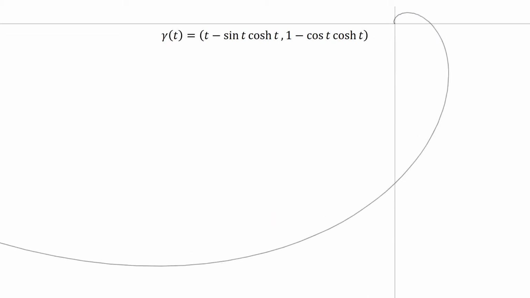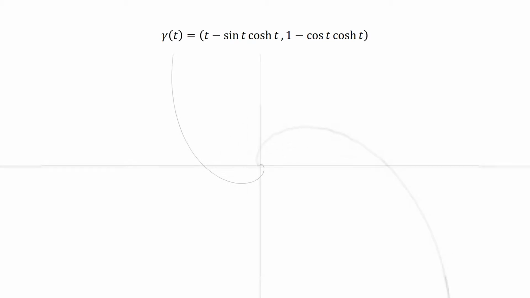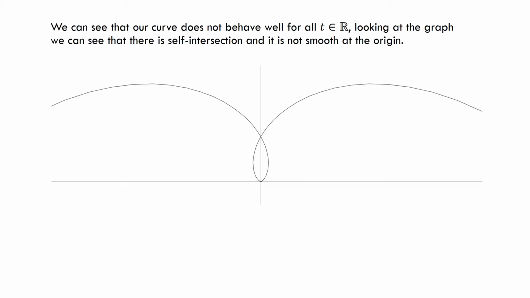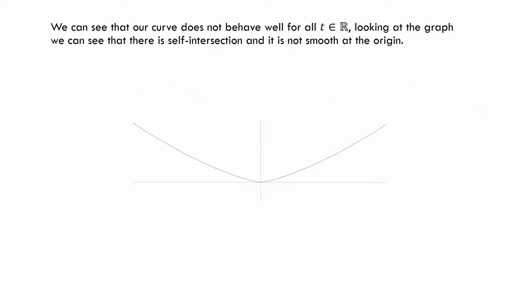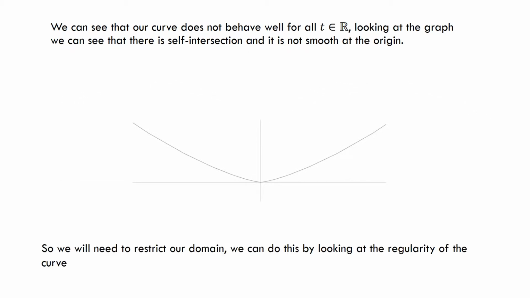For example, if we take this plane curve, we can look at the 4 points that were mentioned earlier and see how we can use those to describe it. Before we can look any further at our curve, we must first ensure that it behaves well for all t in our domain. However, we can see that there is a self-intersection point, and thus it is not smooth at the origin. Hence, we need to restrict our domain to remove any of these points.